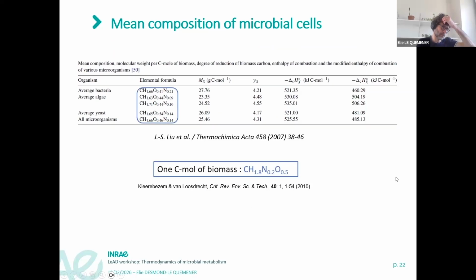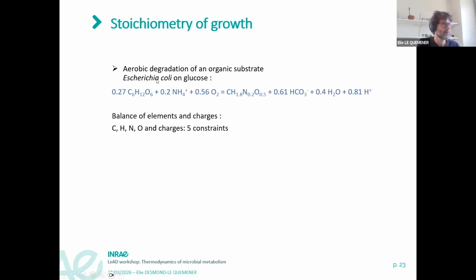So what people do when they want to compute the thermodynamics of the biomass is they use a universal formula for the biomass. And this is, for example, the formula used in the article I mentioned before. So for 1 cmol of biomass, you have the formula CH with coefficient 1.8, N with coefficient 0.2, and O with coefficient 0.5.